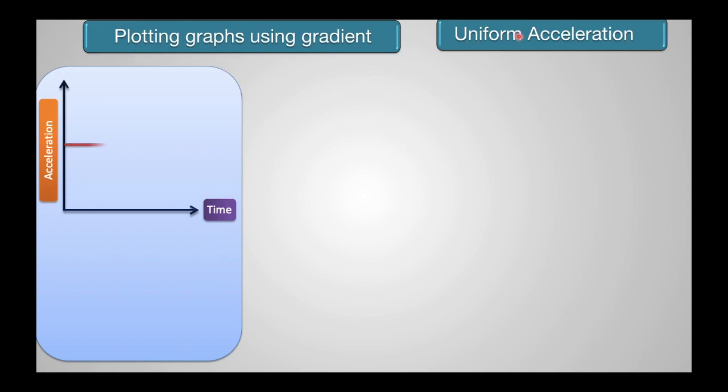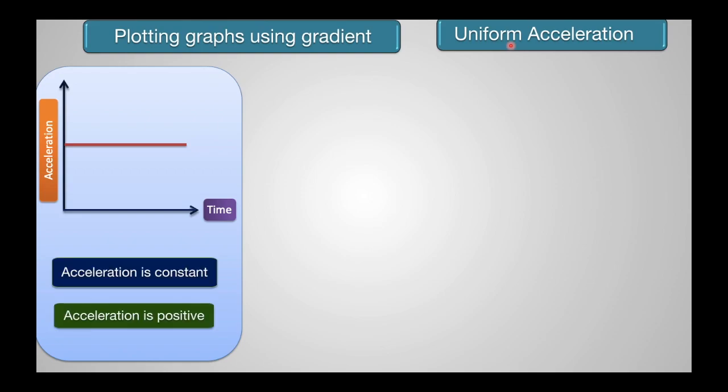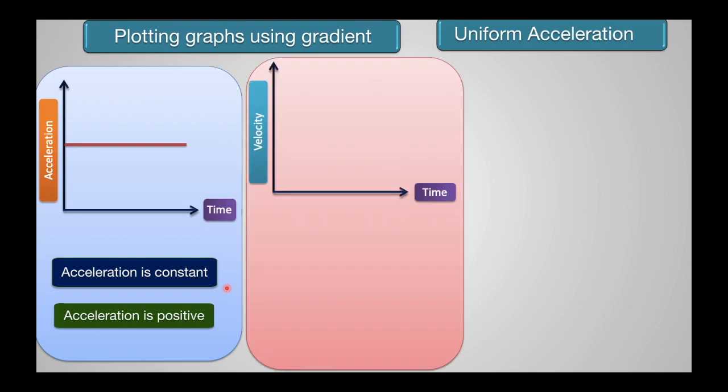Acceleration doesn't change. You don't need any gradient or equation to plot this graph because it's already given in the description. Now I'm going to plot. I can see the acceleration is constant and it's a positive value. Now I'm going to plot the velocity time graph looking at this acceleration time graph, because I know the gradient of the velocity time graph is acceleration. So the gradient of the graph I am going to plot here is acceleration.